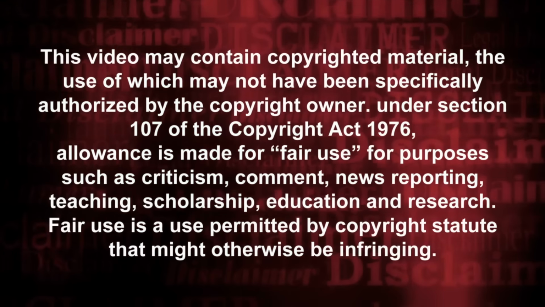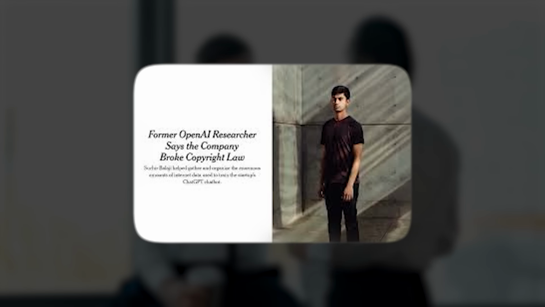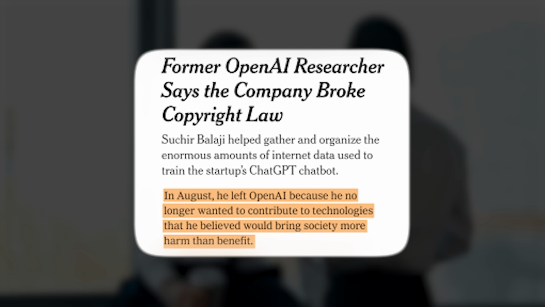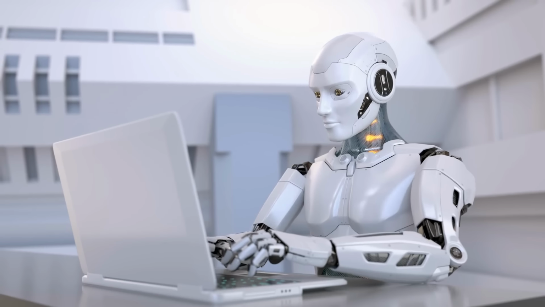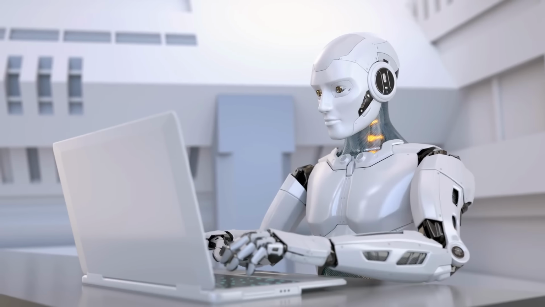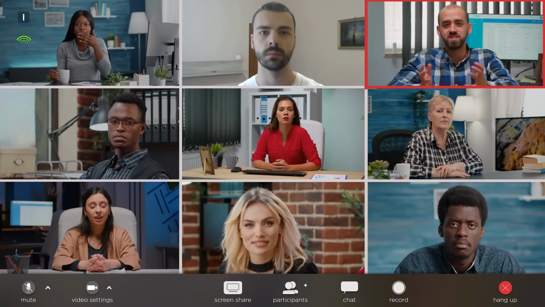Another thorny issue lies in copyright controversies. Former OpenAI researcher Suchir Balaji revealed that earlier AI models were trained by scraping data from books, forums, and websites, sometimes without consent. This practice has landed OpenAI in legal hot water, with multiple lawsuits from authors and publishers accusing the company of violating copyright laws.